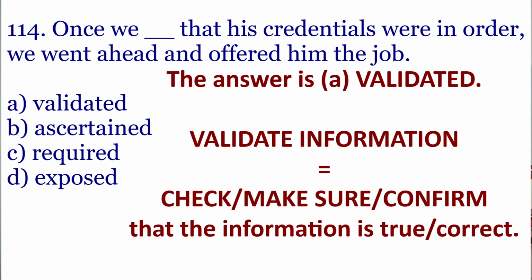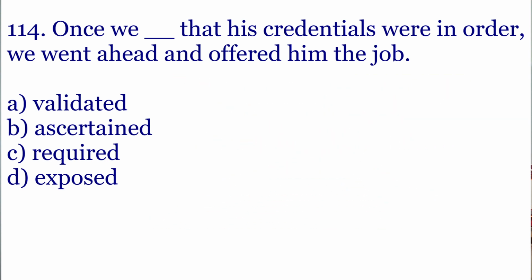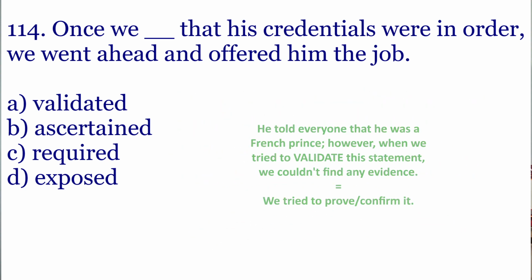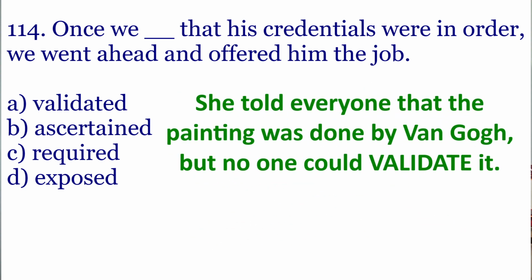Validate is to ensure, make sure, or check, or prove that the information is true. Here's an example. He told everyone that he was a French prince. However, when we tried to validate it, we couldn't find any evidence. Or, she told everyone the painting was by Van Gogh, but no one could validate it.